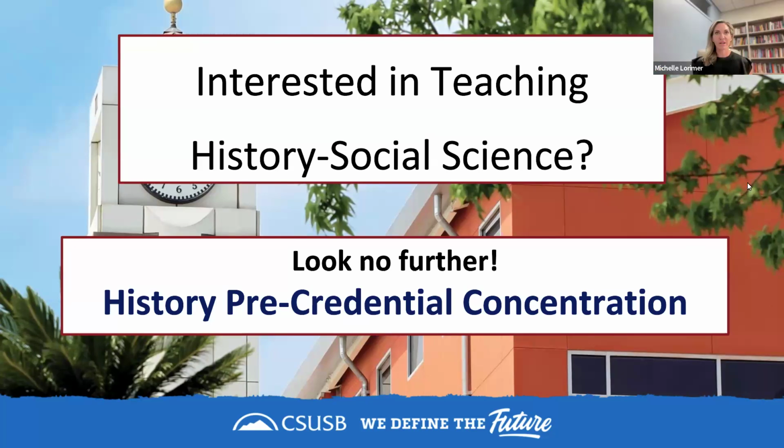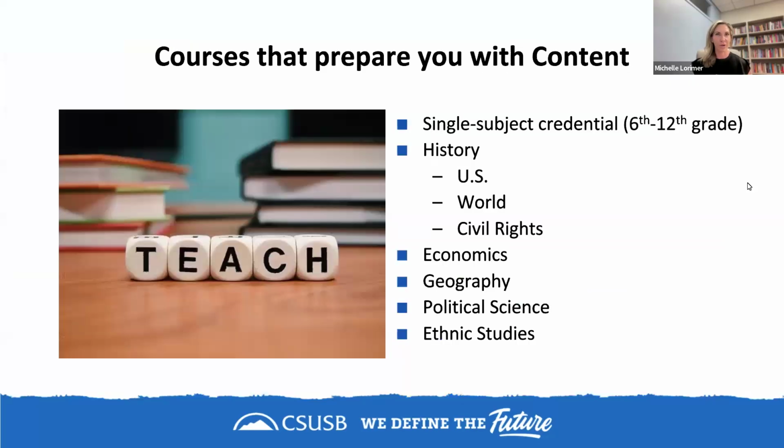So today we're going to talk to you about the ins and outs of the pre-credential history program, particularly as it relates to the CSET waiver, which many of you may have heard about, or you may kind of have a vague idea what it means. So if you're interested in being a history social science teacher, either at the junior high or high school level, then this is the meeting that you want to be in to learn more about this.